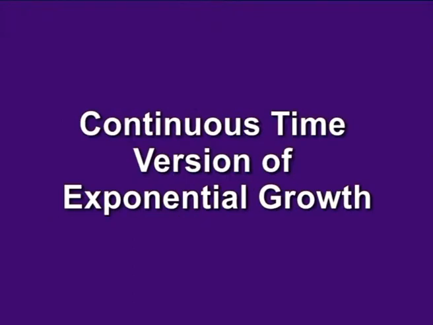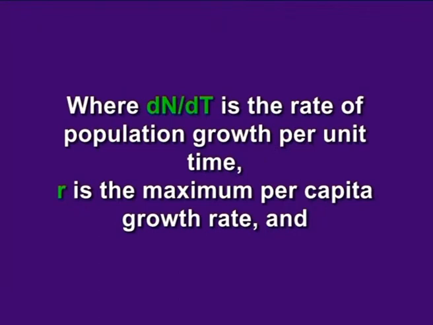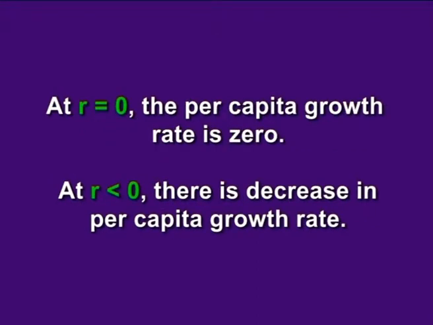Next, continuous time version of exponential growth. Some species have continuous reproduction. dN/dt equals rN, where dN/dt is the rate of population growth per unit time, r is the maximum per capita growth rate and N is the population size. At r greater than 0, there is an increase in population. At r equal to 0, the per capita growth rate is 0. At r less than 0, there is a decrease in population.